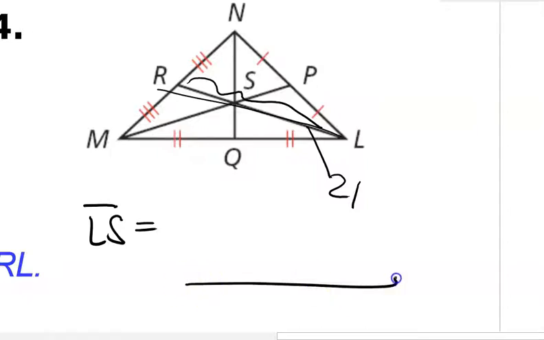Okay, and if you need to draw this line like this to figure it out, you can. The whole thing is 21. Okay, LS looks like it's the longer part, so that's 2/3. And then RS is smaller, so that would be the 1/3 part.